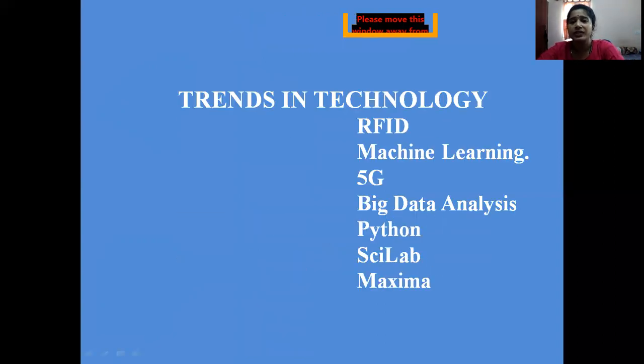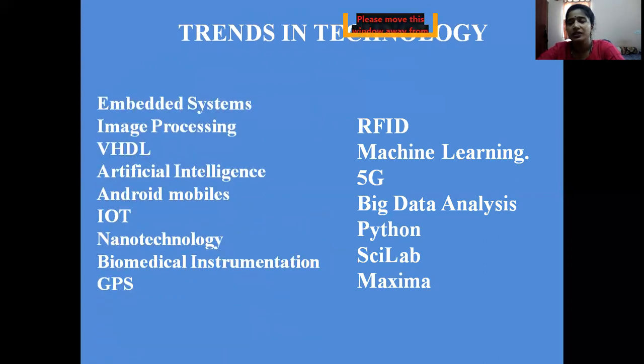Then, what are the trends in technology? Technology is a combination of science, technology, engineering, and mathematics. So it's a combination of EMC. As I am explaining about this, there will be new trends coming up. So that is the scope of advancement in the technological field. And some of the trends in technologies I have listed here, and they are embedded systems.